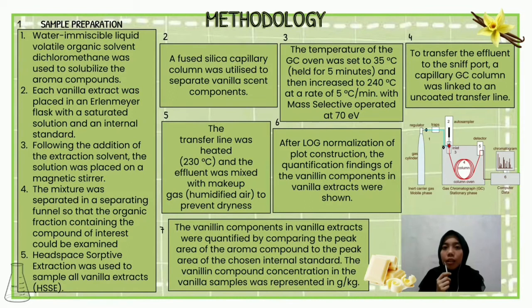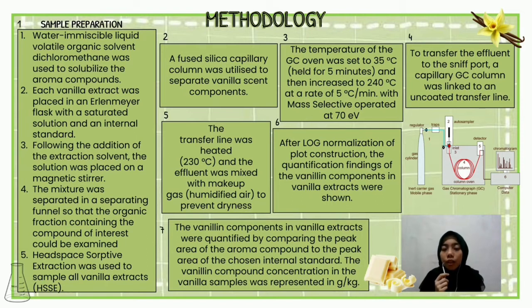For sample preparation in gas chromatography, dichloromethane was used to stabilize the aroma compound. Each vanilla was placed in an aluminium flask with saturated solution. The solution was placed on a magnetic stirrer. The mixture was separated in a separating funnel to examine the compound. Headspace soft extraction was used to extract the sample. A fused silica capillary column was utilized to separate the vanilla scent components.